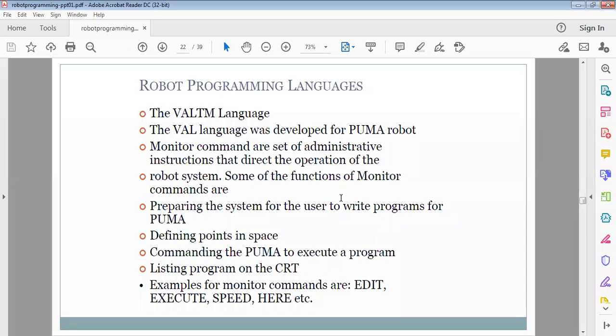I will share this PPT with you today or tomorrow. In the next class I will discuss types of sensors or feedback sensors and actuator systems.